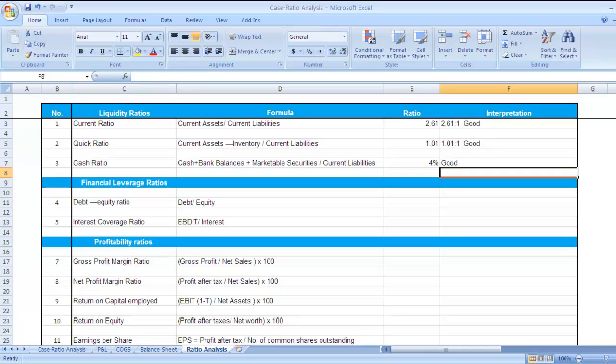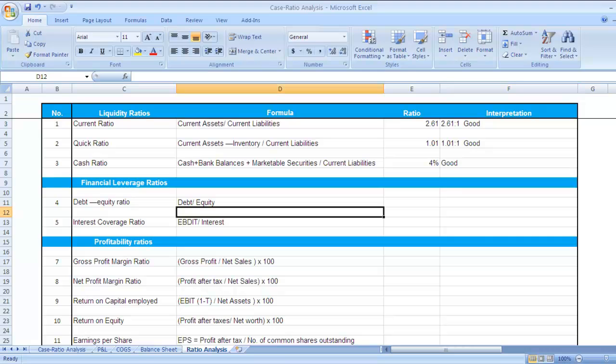After calculating liquidity ratios, we can move to financial leverage ratios. What is financial leverage? We need to check how much loan the company has taken and its capital structure also. We'll see the first ratio in this, that is debt equity ratio. The formula is debt divided by equity, that is, total debt divided by net worth. We'll calculate here.